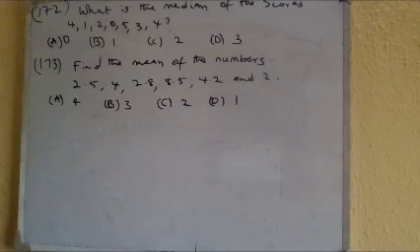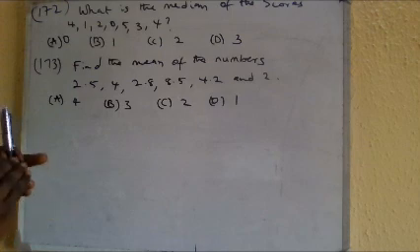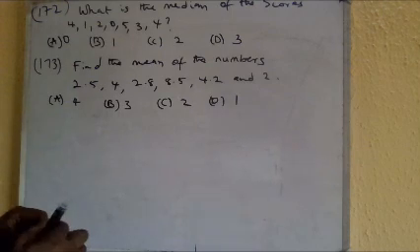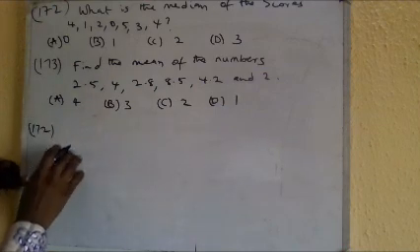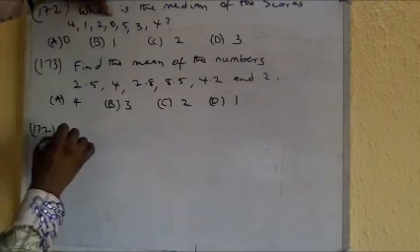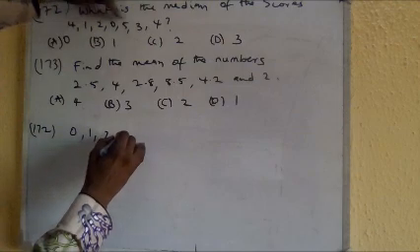Question 172 says, what is the median of the scores? Median is the middle term when you arrange the numbers from the smallest to the largest, that's according to the ascending order. So let's do that ascending order. The least number here is 0, followed by 1, 2 and 3.